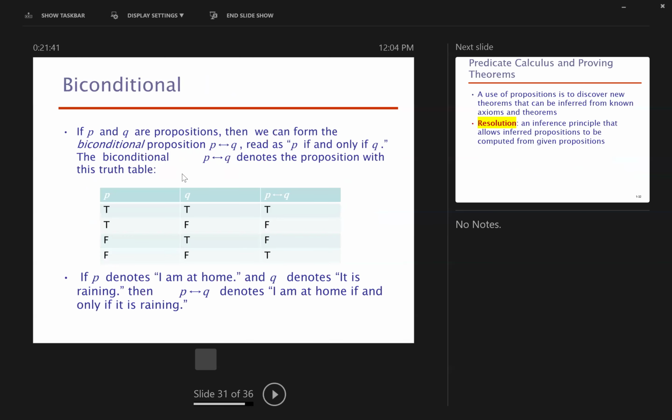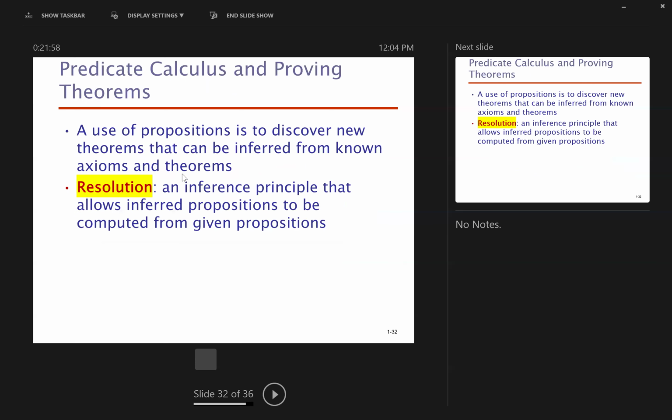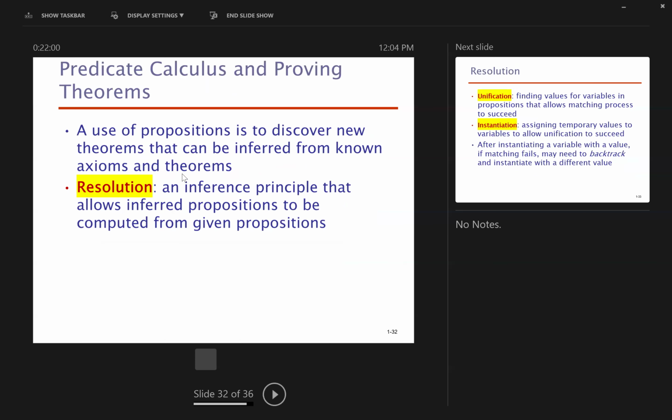And this is the biconditional, which means you have to go both sides. So biconditional is kind of opposite of exclusive or. We only get true if both sides are true or both sides are false. Exclusive or, if both sides are true or both sides are false, we get false. And this is what we are going to see: unification and resolution.